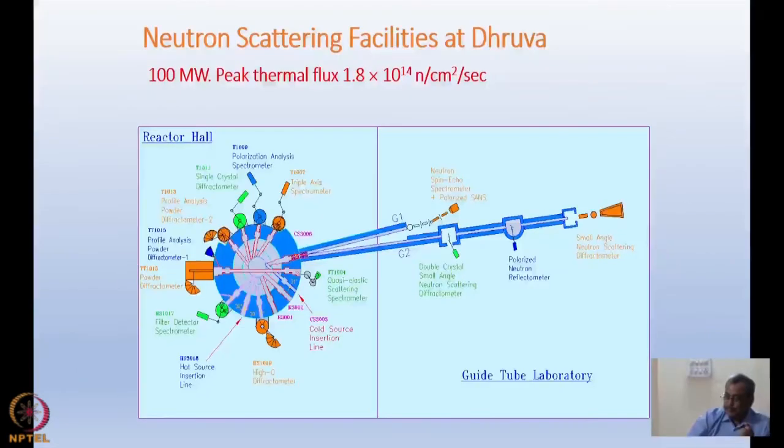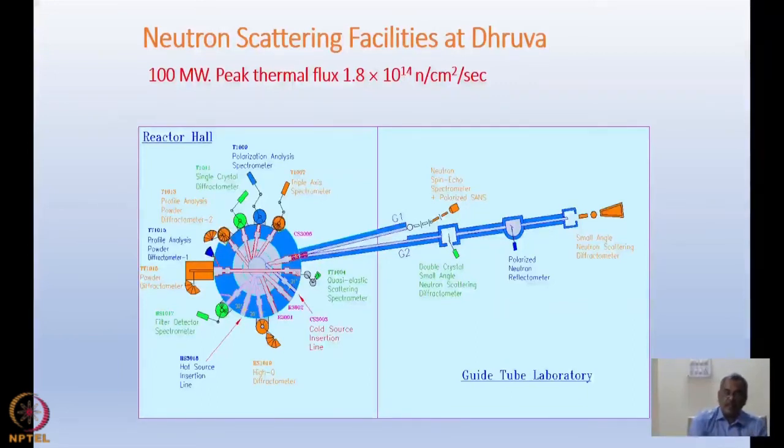And then we come to our own neutron scattering facility at Dhruva. Dhruva is a 100 megawatt thermal reactor because the moderator is at close to room temperature. The thermal flux is 1.8 × 10^14 neutrons per centimeter square per second. I must tell you that these are very expensive, because this flux, when you compare it even to a tabletop X-ray source, is much smaller. And so our design of instruments has to be judicious and proper so that we don't waste neutrons.